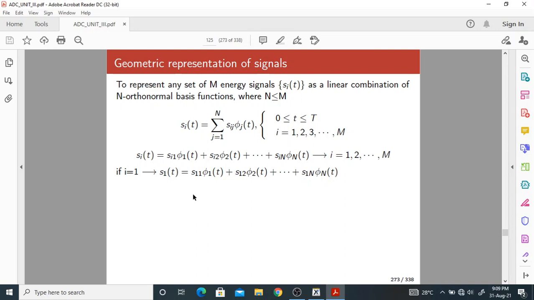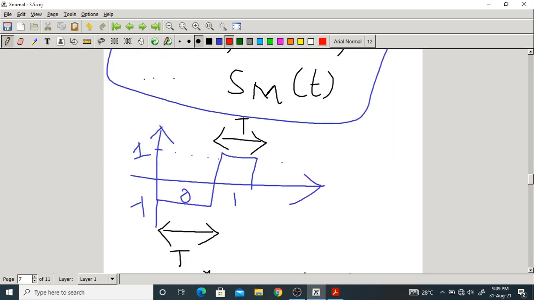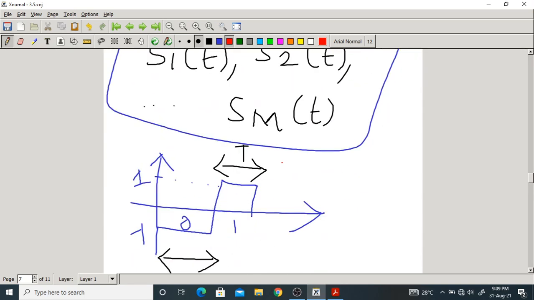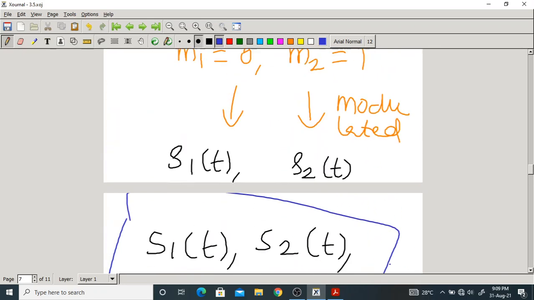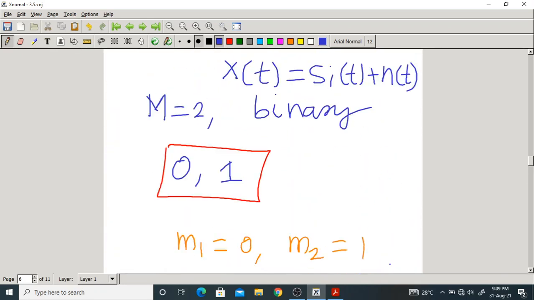Now, just now I told you we have a set of M energy signals. How many are there? M number of signals are there. Actually, what are they? They are the modulated waveforms. These are the set of M energy signals. What is M? M is the number of distinct symbols.